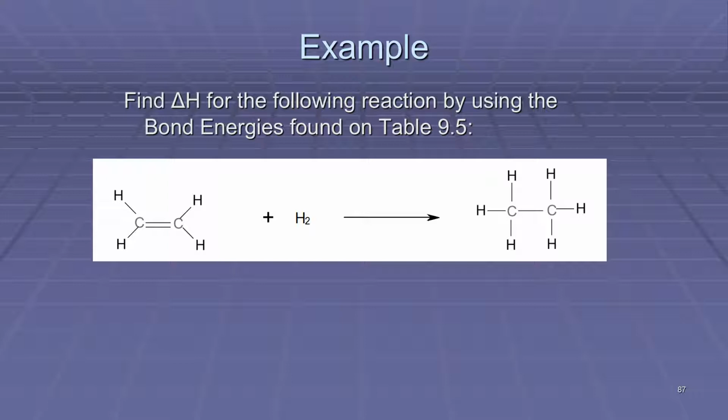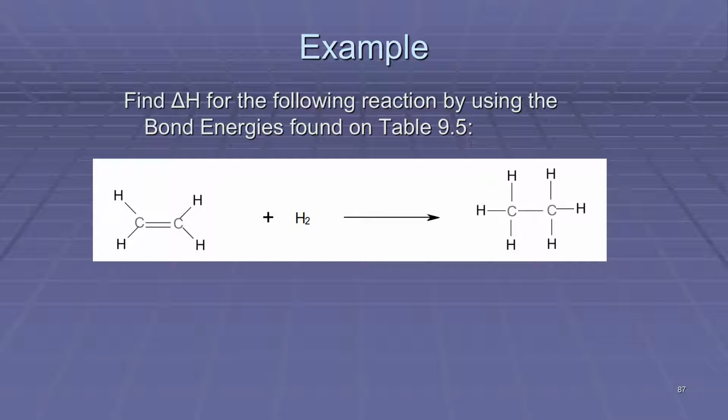All right, so let's do one more example. Find the delta H for the following reaction by using the bond energies found on table 9.5. I drew this one out so that you can see the different bonds that are there. By inspection we can see that, and in this case we have to be a little bit careful, because remember a single bond is not the same as two double bonds. A double bond is not the same as 2 single bonds.